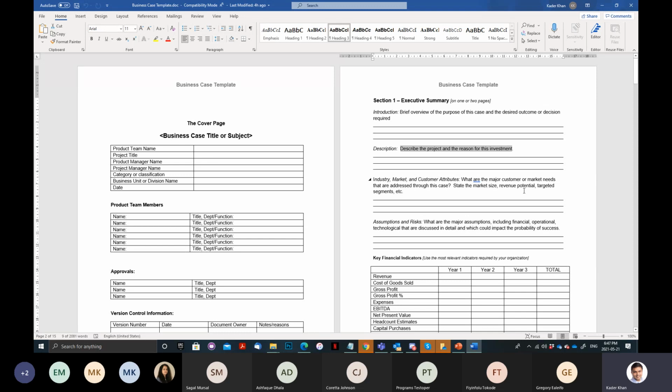Market size, revenue potential, targeted segments. Remember, all these things you have learned. Before, you didn't know these terms, right? Now you know these terms, so you should be able to do this. And then you have assumptions and risks. Remember, I told you any strategy always has assumptions and risks. You've got to make certain assumptions and write down certain risks and a mitigation plan. So that's your executive summary. These are the 4 things.